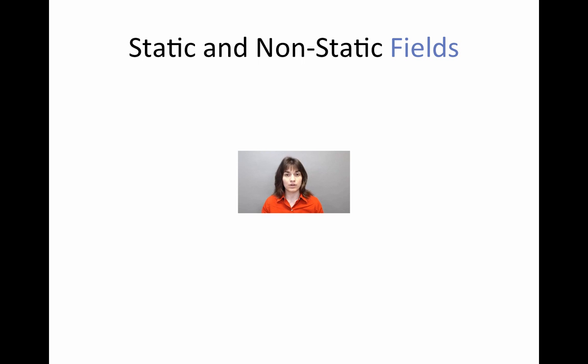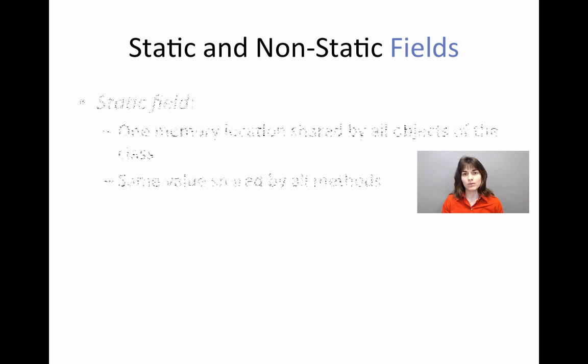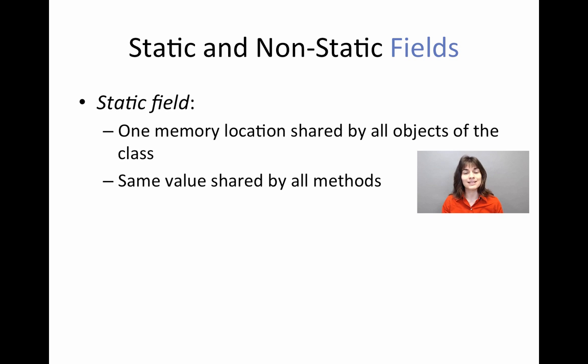One is the memory location of the variable, the other is the value of the variable. When a field is declared as static, when we put the static keyword in front of the declaration, that means that we will have a single memory location to hold values for that variable, no matter how many objects we're going to create from that class. In other words, all of the objects of the class will share exactly the same value for that variable.